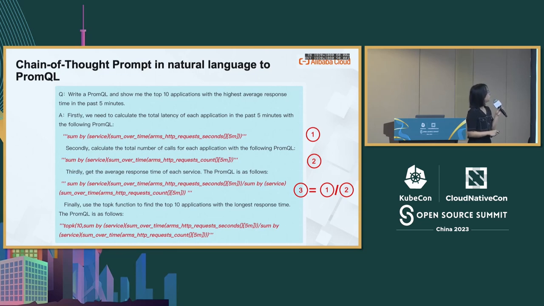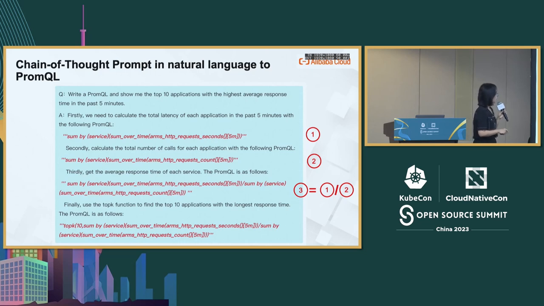The first step, you need to get the average response time. The first step for you is to calculate the total latency of each application in the past 5 minutes with the following PromQL: sum by service of the increase of arms_http_requests_seconds over 5 minutes. And then you need to calculate how many requests, or how many calls, in the past 5 minutes, and you need to use this PromQL. What we change is the metric name: we use arms_http_requests_count, but not seconds. Then we get the second PromQL.